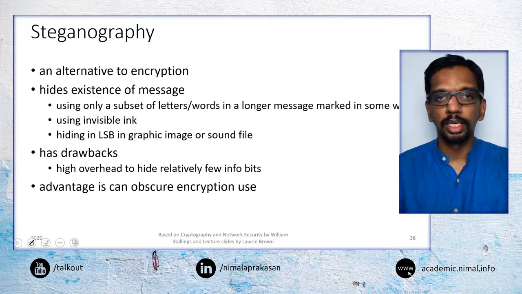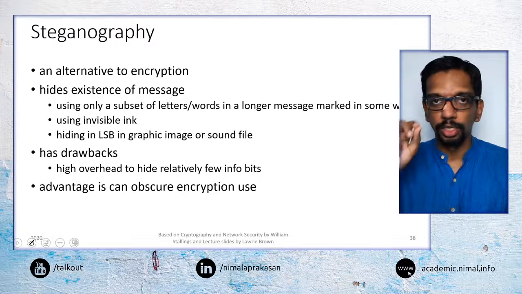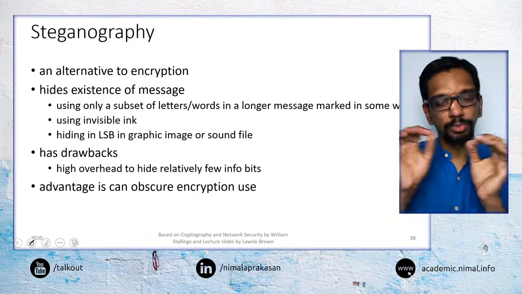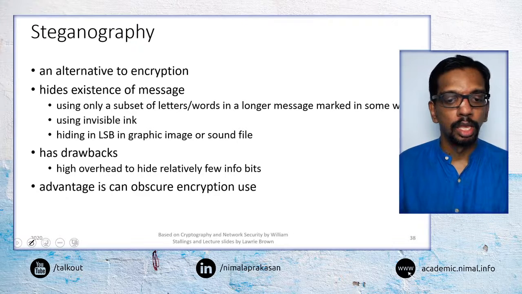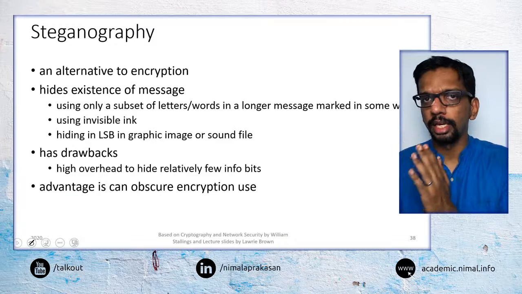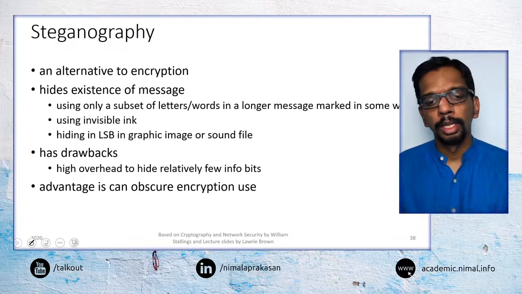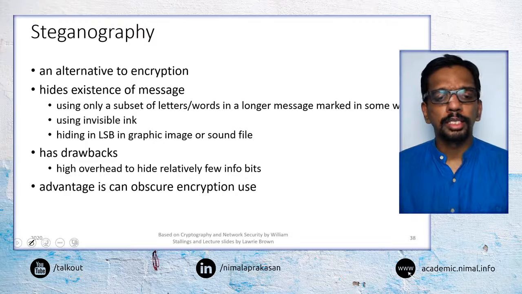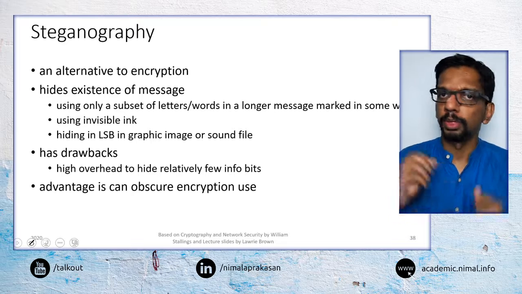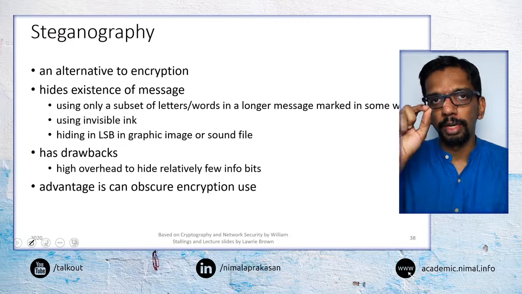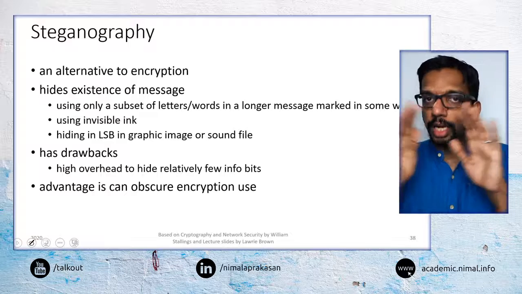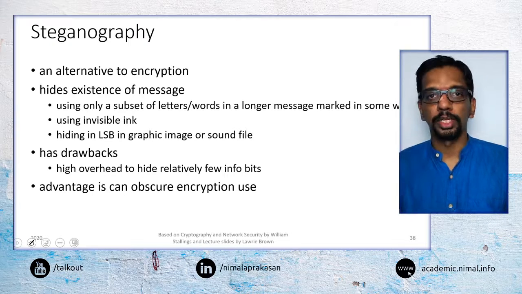So things like writing in invisible ink, or marking certain letters in certain newspapers with pencil. These are that type of spycraft things, or modern technological things like hiding inside an image file and things like that. The main drawback is we need a lot of overhead to send a small amount of text because we need to hide it. Say for example, if we are marking relevant text in a newspaper, we need a larger newspaper to mark a small amount of text, otherwise it will be visible.